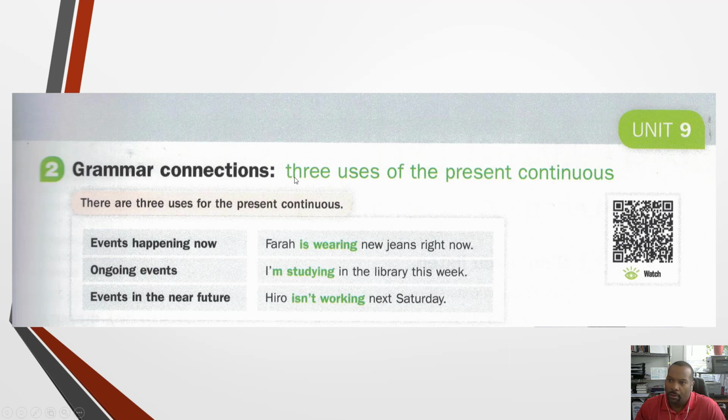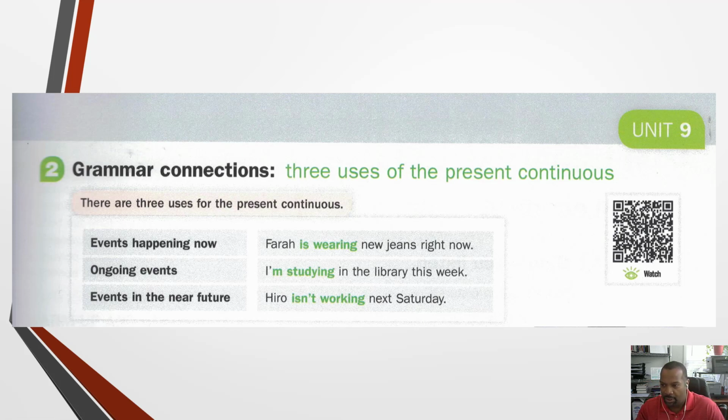Page 121. Number 2, grammar connections. Three uses for the present continuous. There are 3 uses for the present continuous tense. The first one is events happening now. Farah is wearing new jeans right now. Present continuous: is wearing. The next use is ongoing events. I'm studying in the library this week. So this will be an ongoing event.